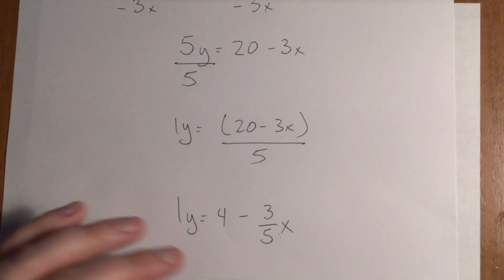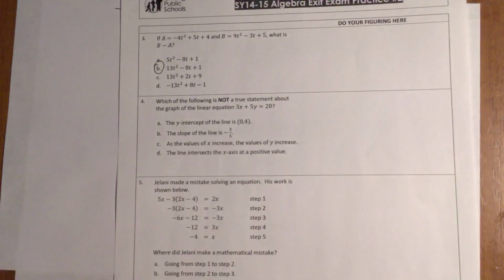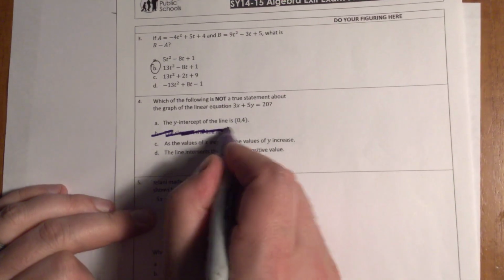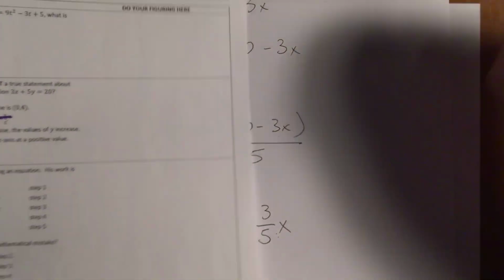So which of the following is not a true statement? This is a true statement, so I can eliminate this as an answer. So I know it's not B. Let's graph it and see if A, C, or D is correct.